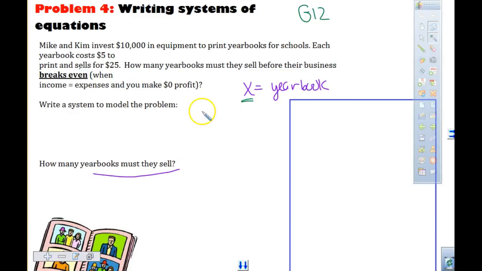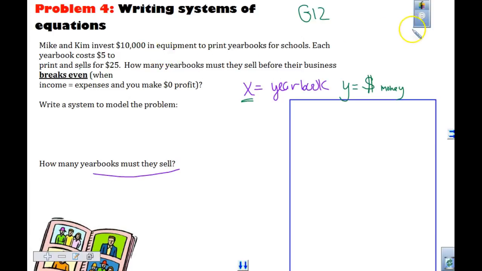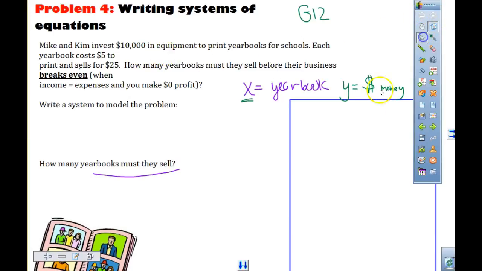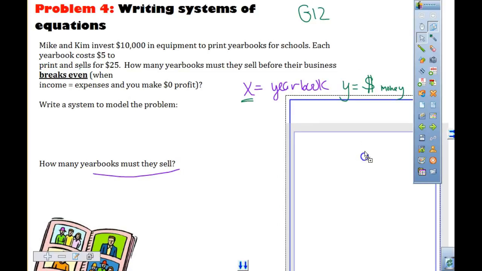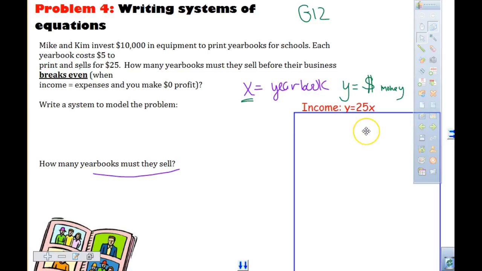Write a system. So we always want to identify your variables. X is yearbooks, and Y is going to be the money that we make. First, we are going to have a statement that deals with our income. So the first statement I want you to write down is income. Doesn't it make sense that we are charging $25 per yearbook, so Y equals 25X? Does that make sense to everyone?